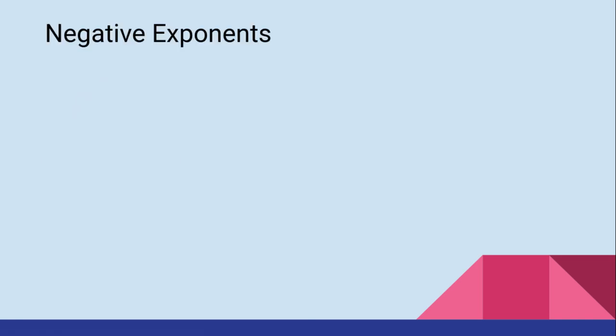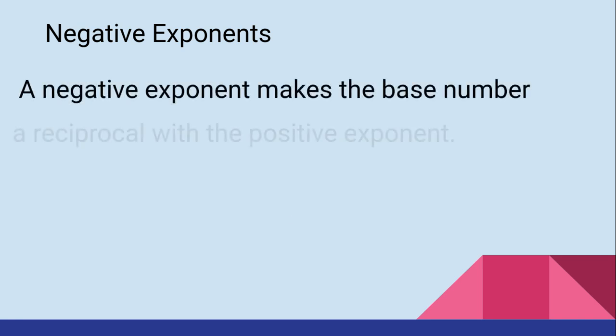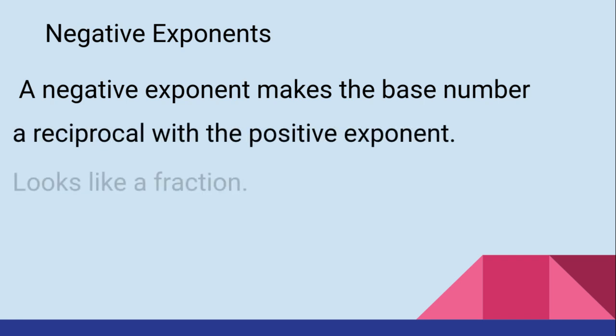Now, let's talk about negative exponents. A negative exponent makes the base number a reciprocal with a positive exponent. Reciprocal means you're going to flip the fraction. You can make any number a fraction by putting it over 1. When you do the reciprocal, it's going to flip. So now 1 is going to be on top and the number you had is on the bottom. And it's going to lose the negative exponent and make it a positive exponent. So it's going to look like a fraction. And we're going to do some of these examples in a moment.